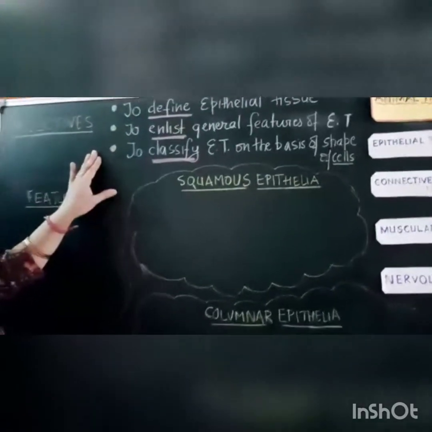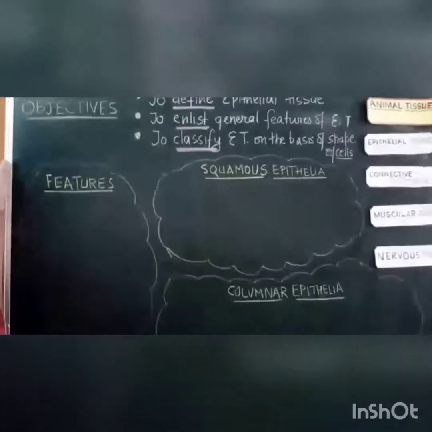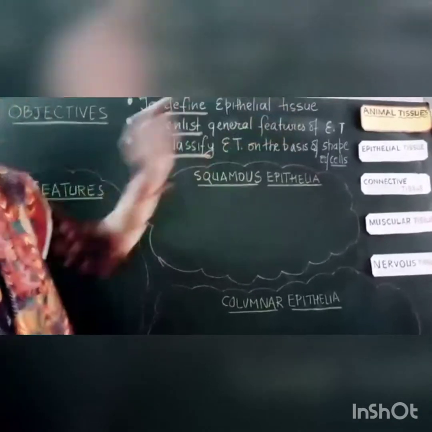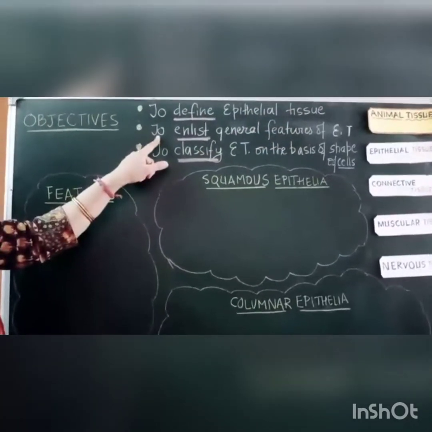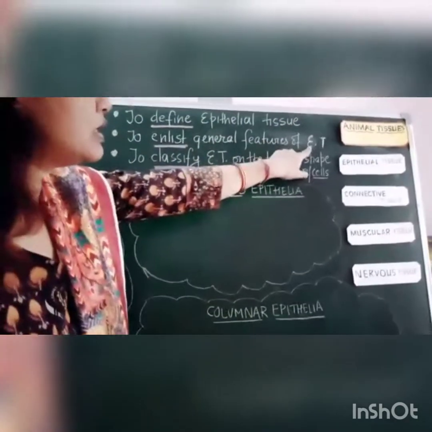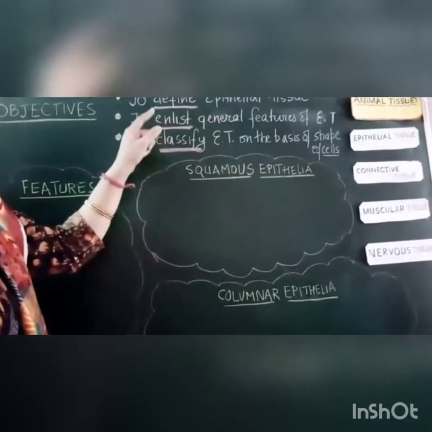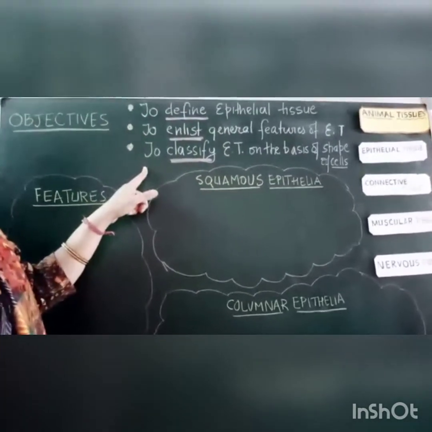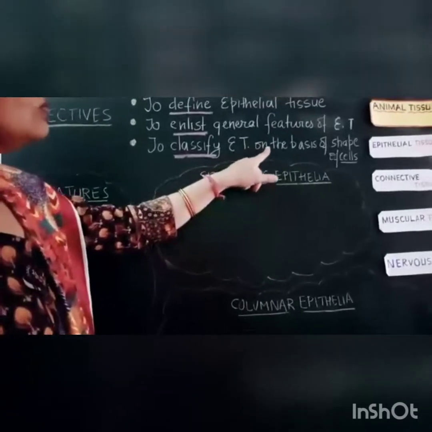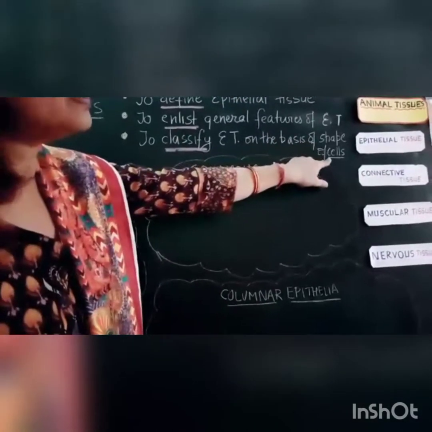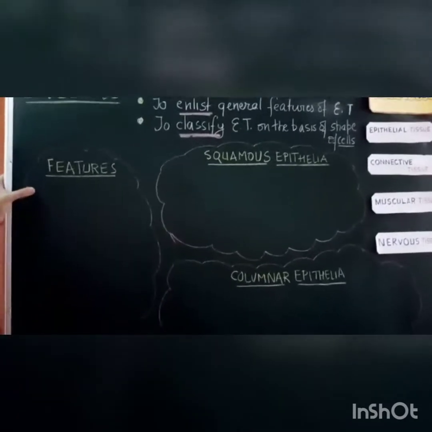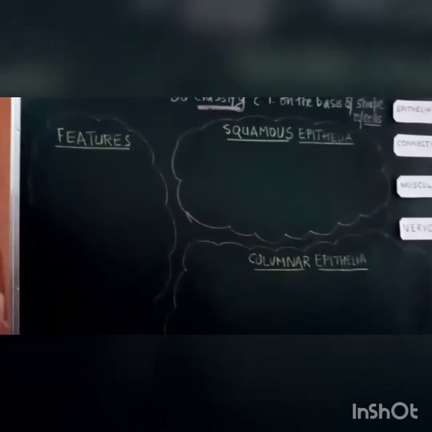So the objectives of today's lecture are, first, to define epithelial tissue. Second, to enlist general features of epithelial tissue, so that we can distinguish them from the other tissues. And last, to classify epithelial tissue on the basis of the shape of cells. So again, to start with, first to define the epithelial tissue.